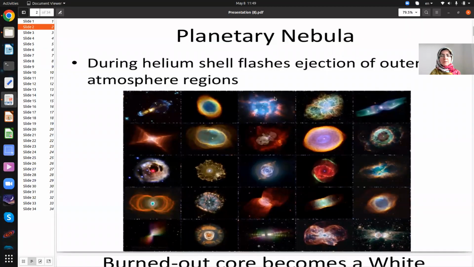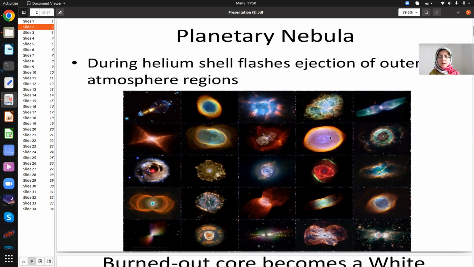Here you see different kinds of planetary nebula during helium shell flashes, ejection of outer atmosphere regions. You see some of them are circular or spherical, but some of them have some ring somehow. And what's the cause of them?